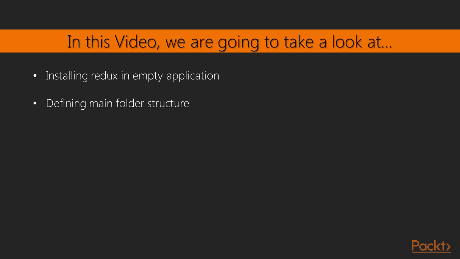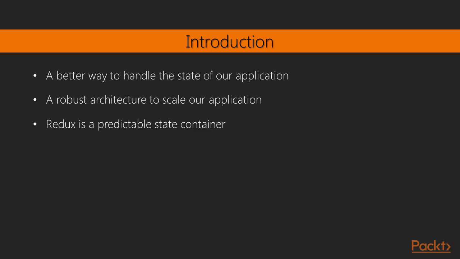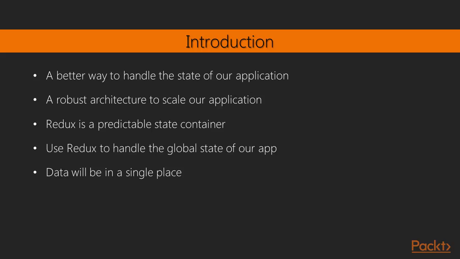In this video, we'll be installing Redux on an empty application, and then define the main folder structure of our bookmarks application. At some point in our application, we'll need a better way to handle the state of our application and sending data across several components, and overall a robust architecture to scale our application. In simple words, Redux is a predictable state container. We can use Redux to handle the global state of our app, which will allow us to send data to our components easily. All our data will be in a single place, and from there we can send it to any component or view that we need to.